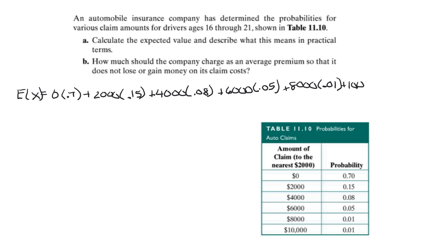A lot of information here. I think I have all of that. Let me double check. All right, so if we take all of these and do our calculations, our expected value should come out to be $1,100.